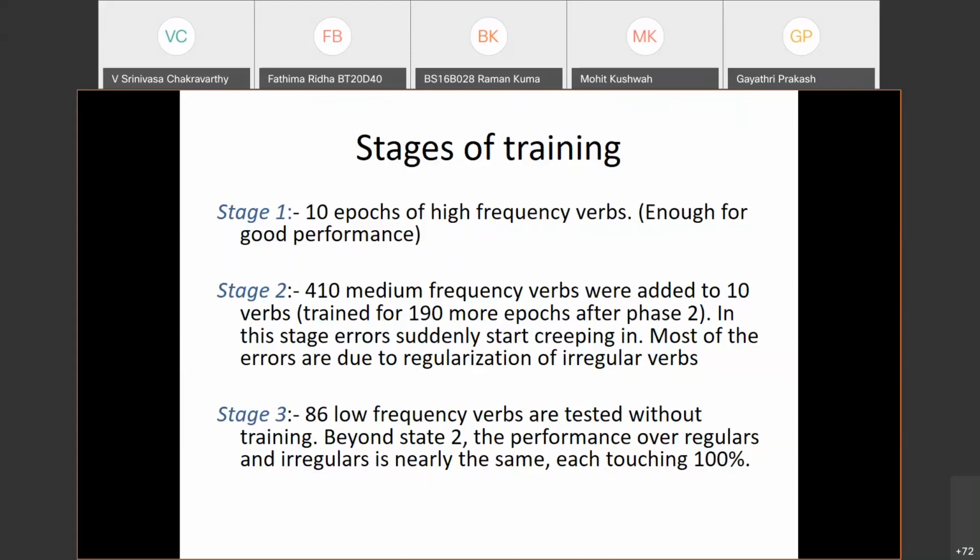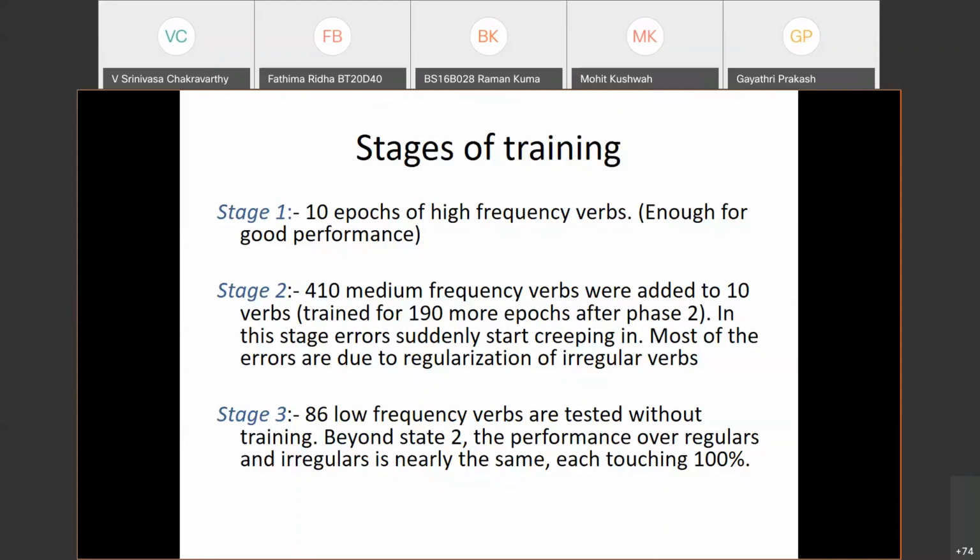And now suddenly new errors start creeping in. In stage 1, the network quickly learned them with no errors on that small set of verbs. But the moment it was exposed to the new set of words, these 410 medium frequency verbs, it started messing up the past tense forms on the previously known set of verbs. What was doing well, now it started messing up. And this error is due to wrong regularization of irregular verbs.